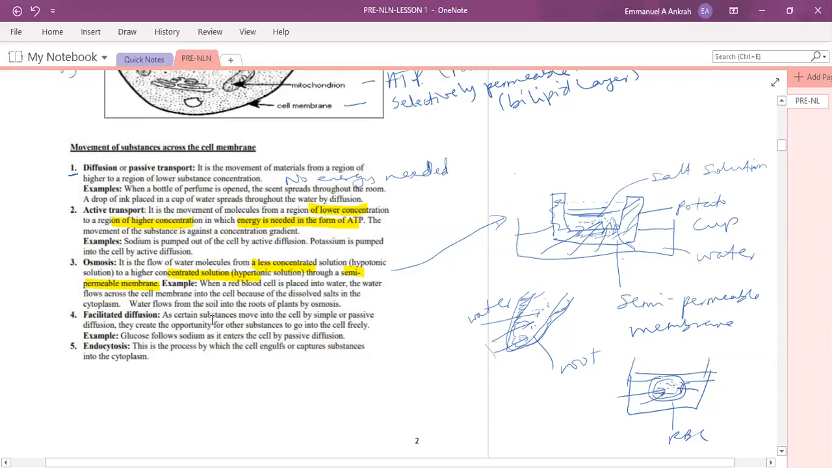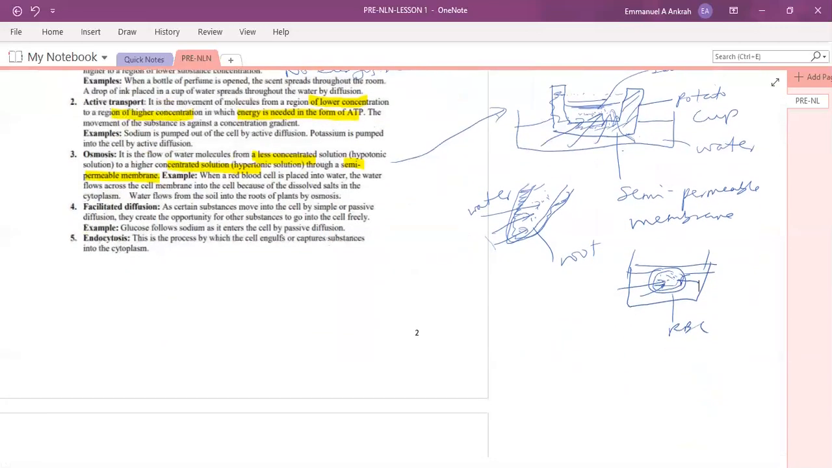So in facilitated diffusion, you're talking about a certain substance that can move into the cell by simple or passive diffusion. It goes inside easily, into a cell easily. As it goes inside the cell, it creates opportunity for other substances to follow it freely into the cell, right? So it goes in easily, and then it pulls or draws other substances into the cell.